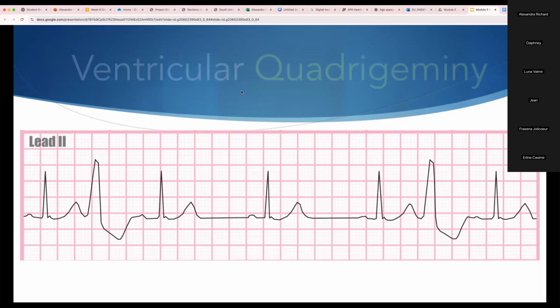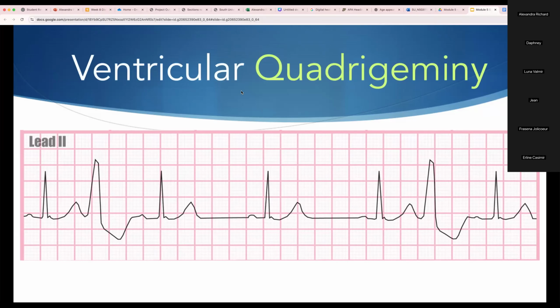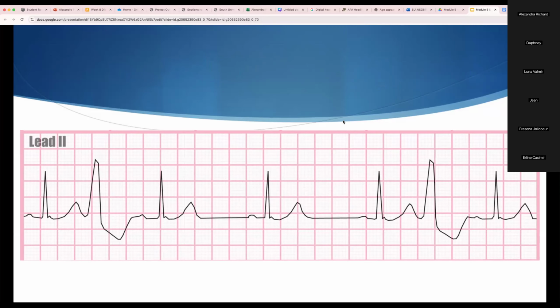Very good. Ventricular quadgeminy. Quad means four, so the PVC is number four. 1, 2, 3, 4. Very good. All right. How would you describe these PVCs? Would you call them unifocal or multifocal? Unifocal. Why? What about them makes you feel that they're unifocal?